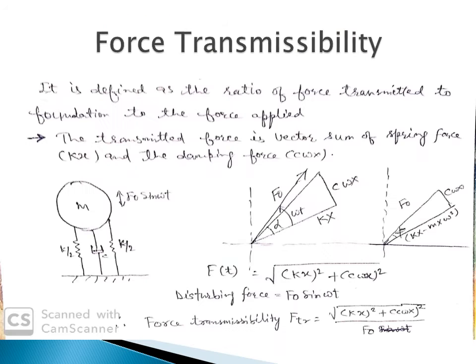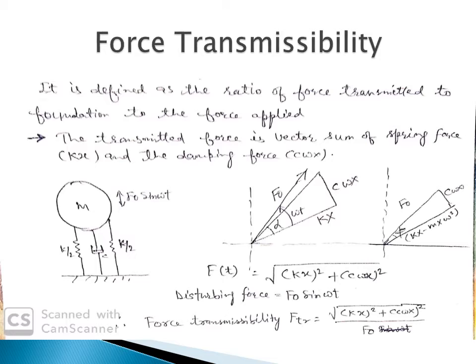In the next slide we will see this. The force transmitted is a vector sum of spring force kx and damping force. Therefore, Ft, at angle alpha, is the square root of (kx) squared plus (c omega x) squared.